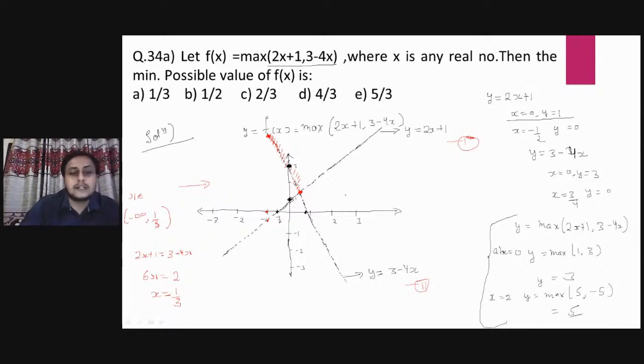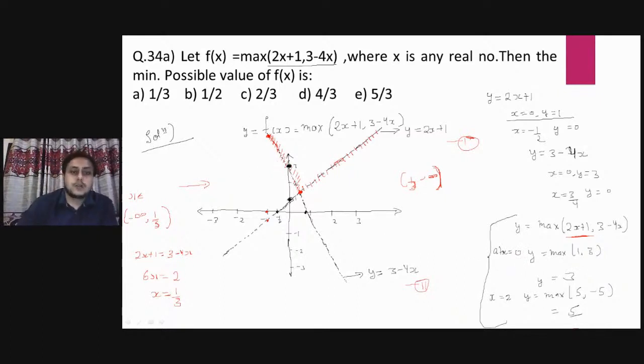But after this intersection point, from 1 by 3 to infinity, at 1 by 3 these two equations give us the same value. From 1 by 3 to infinity, which equation gives us the maximum value? Now the first line gives us the maximum value. You can check too. For example, at x equals 2, y is 5. The first line gives us the maximum value, that is 5, right? And at x equals 0, which line is giving it? The second line, 3, means this line.